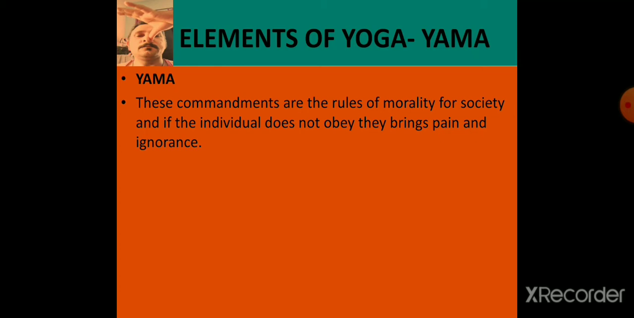So these commandments are the rules of morality. They create the moral values for society. And if an individual does not obey, they bring pain and ignorance. So we will suffer with pain and ignorance if we are not following the yam.